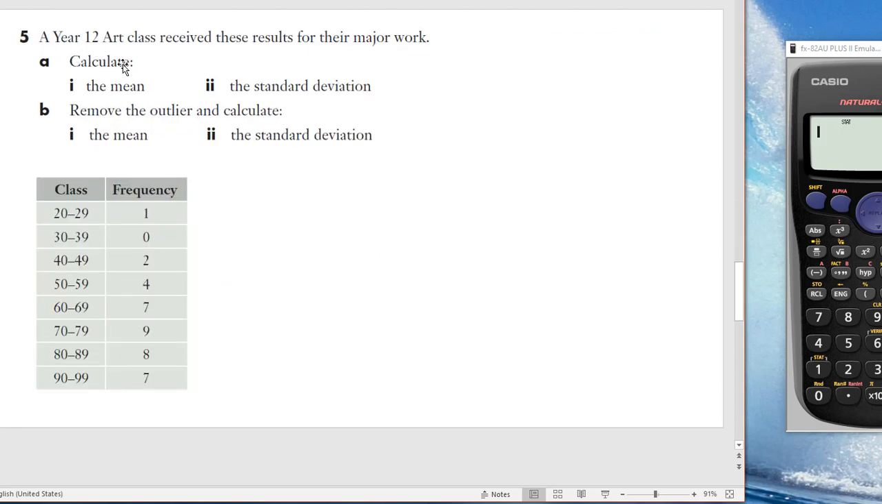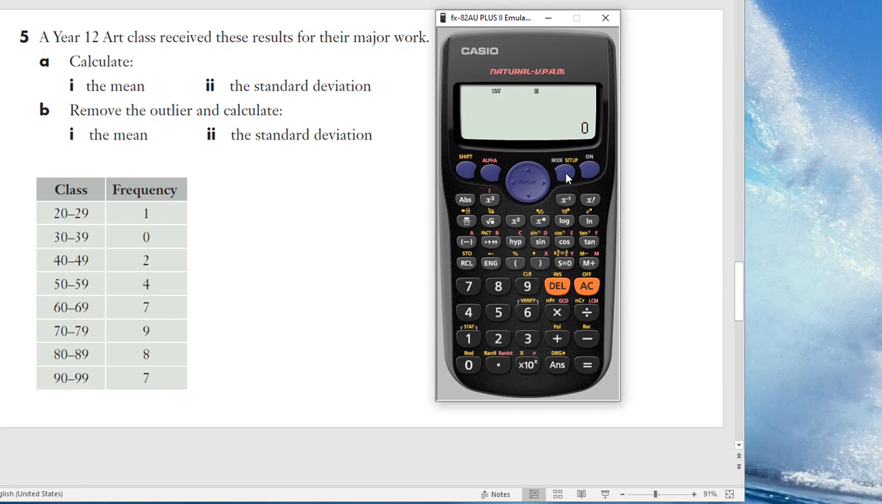Year 12 R class receives their results for major work. Calculate the mean, the standard deviation, remove the outlier, and calculate the mean and the standard deviation. So, quickly talk about outliers. If we look at the data here, the bulk of the data looks in this vicinity, and the outlier is this one score that looks like it's at least 2 decades away. So you're just going to enter this data into your table and get your mean and standard deviation.